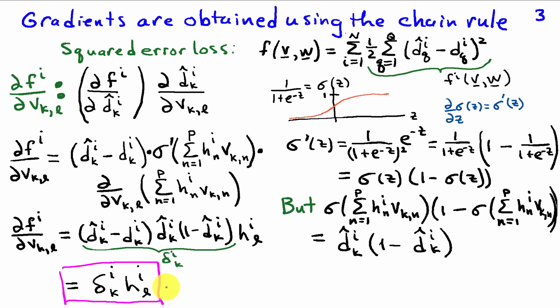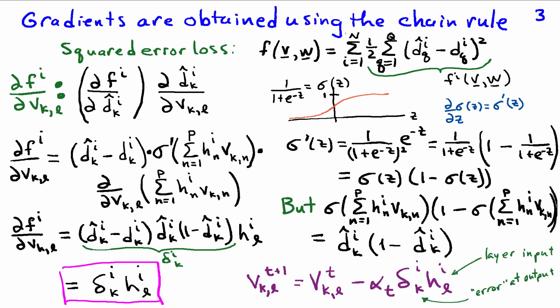So this gradient takes a very simple form, and that leads to a very straightforward update for the weights. The weight at the next time interval is equal to the weight at the previous time interval minus the step size times delta ki, which I'm calling an error associated with the output, and then times h_il, which is the layer input. I'm calling this an error because if d hat i differs from d_i, then there's going to be an error in the label, provided that d hat i is neither 0 nor 1.